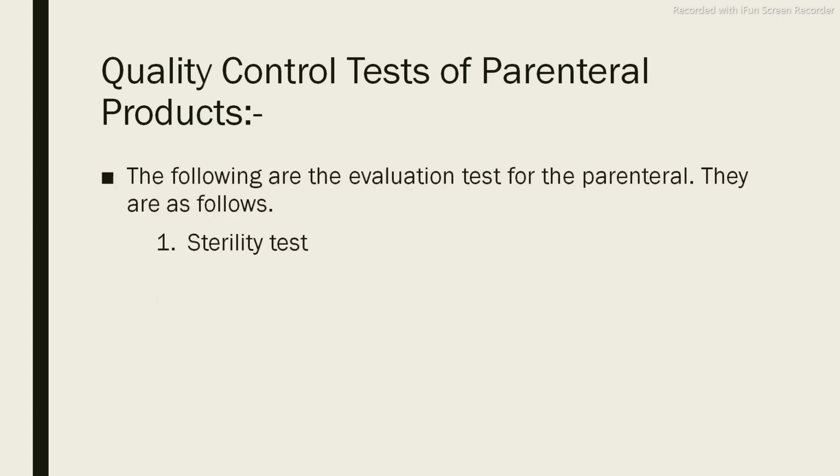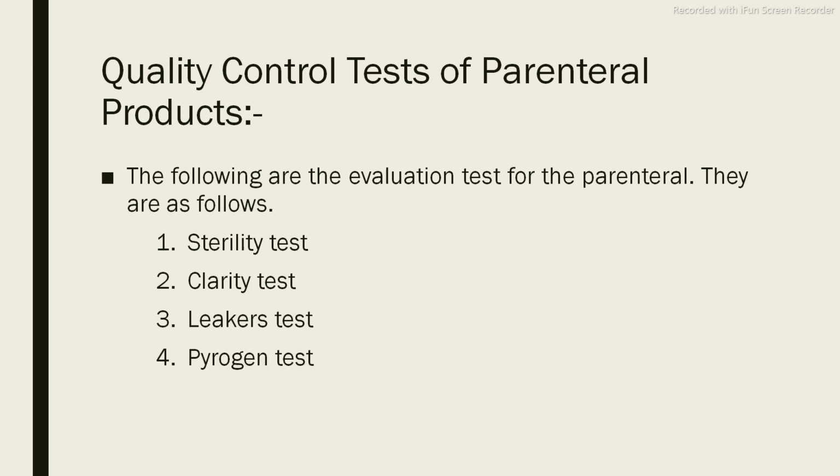These are namely, first one is the sterility test, second one is the clarity test, third one is the leakers test, and last one is the pyrogen test. So these are the main quality control tests for the parenteral preparation. First one is the sterility test. This is related to the presence of microorganisms, whether there is presence of any viable microorganism in your parenteral or not. That we can confirm by using the sterility test. And the sterility test must always be negative. Negative means there is no presence of any viable microorganisms.